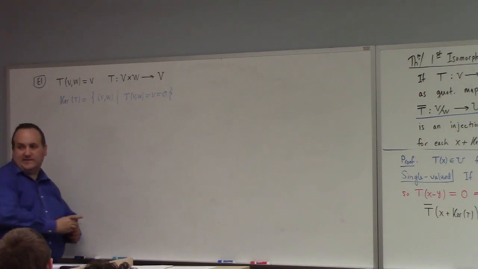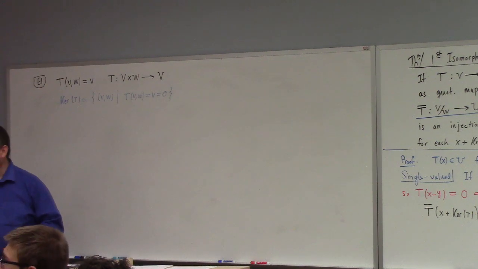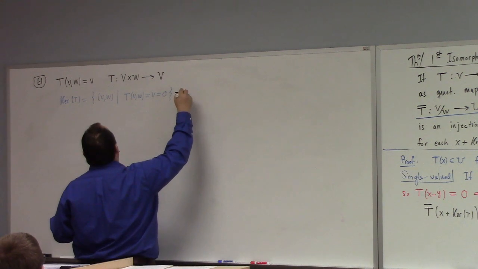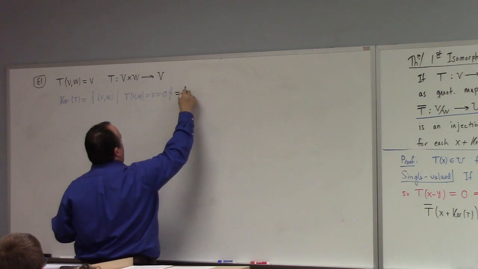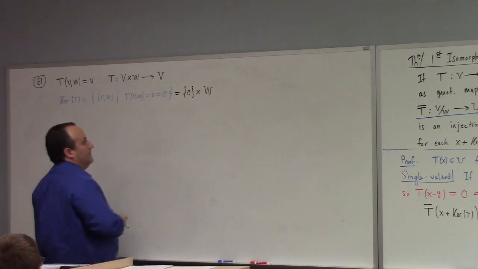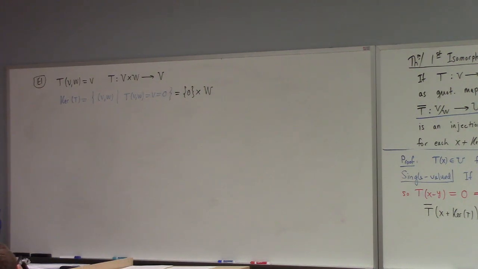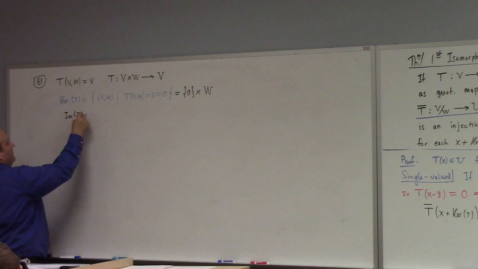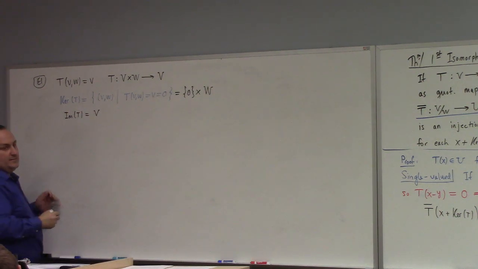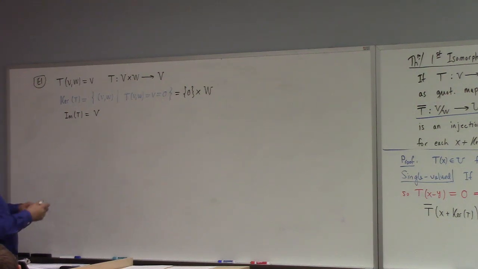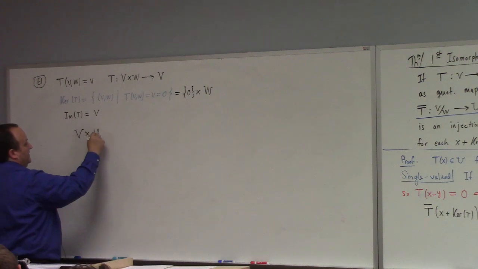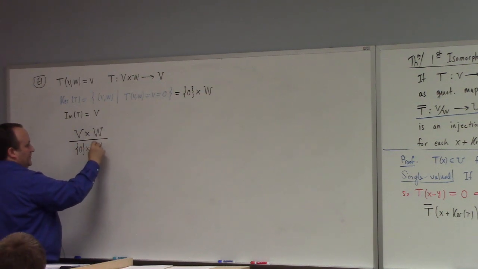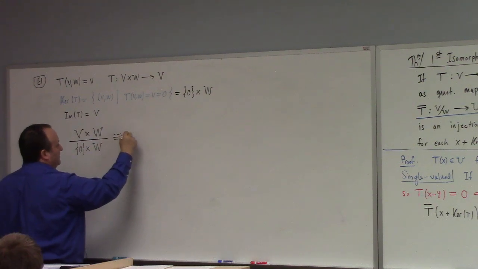If we want to write that set theoretically, you got yourself 0 Cartesian product W, right? That's the kernel here. And the image of T, or the range, if you like, is all of V, right? So what does the first isomorphism theorem tell me here? Simply this: if we take V cross W as a direct product space and quotient by 0 Cartesian product W, which is the kernel, that is isomorphic to V.